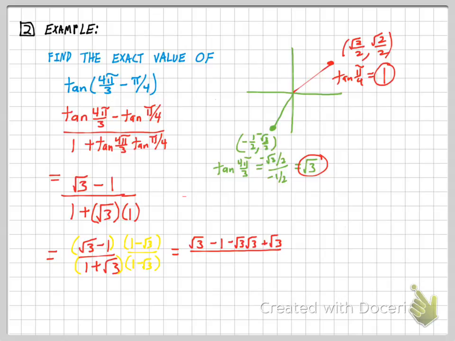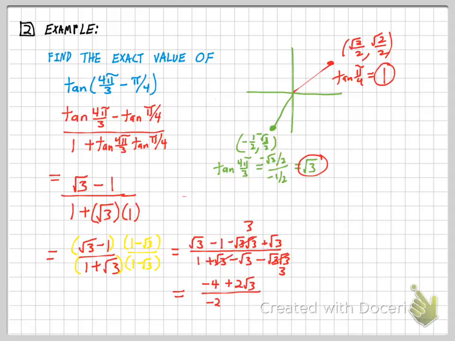In the bottom, I have 1 plus root 3 minus root 3, and then minus root 3 times root 3. Kind of messy, as you can see. Let's keep going. Root 3 times root 3 is just 3. So what I end up with on the top is 4 minus... -4 plus 2 root 3. And on the bottom, 1 minus 3, and so I end up with -2.